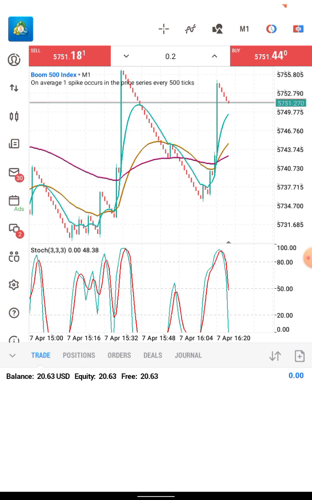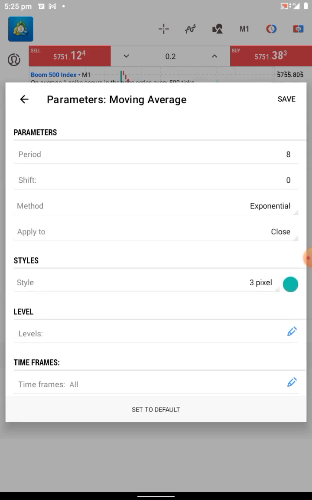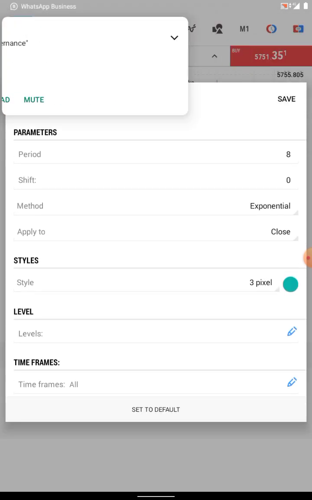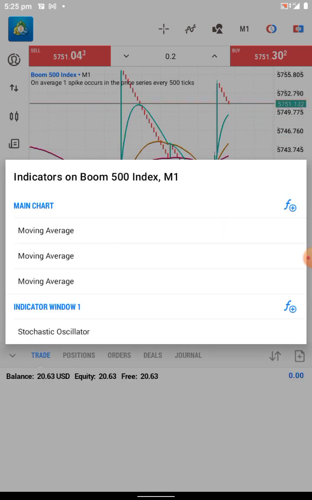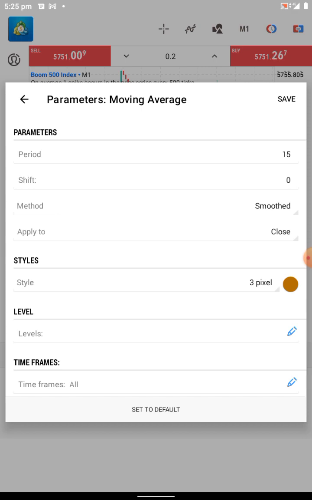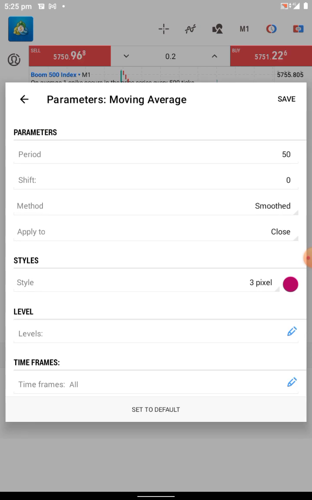Understand? So if you look at this one now, let me show you the moving average I'm using. I'm using moving average 8, 0, exponential, close. I'm using 15, 0, smooth, close, which is yellow. Then the third one, I'm using moving average 50, 0, smooth, close. You can pause the video and write the moving average down.